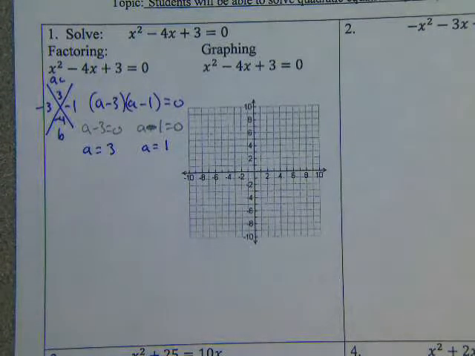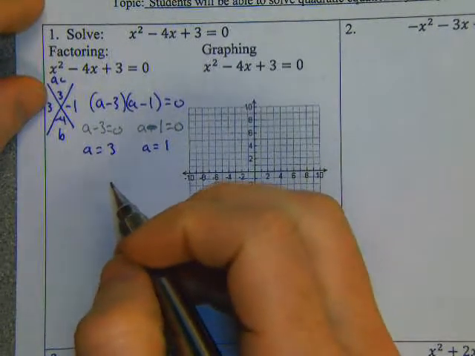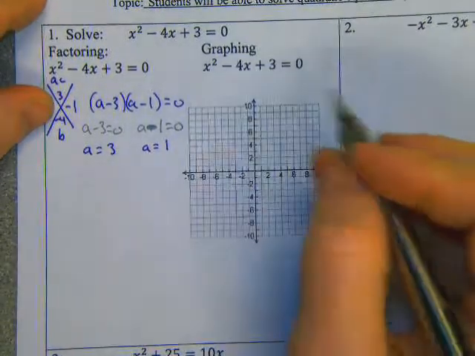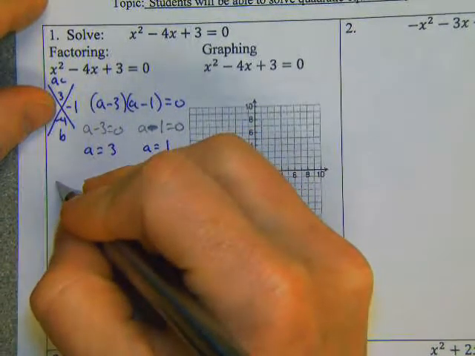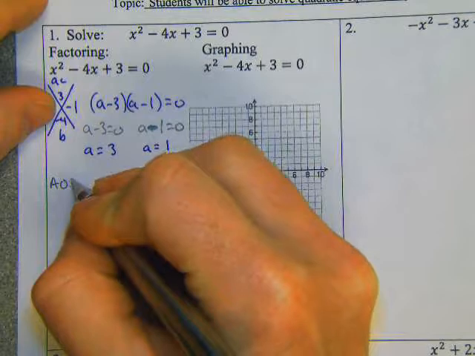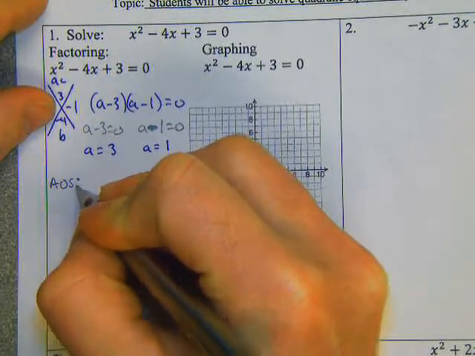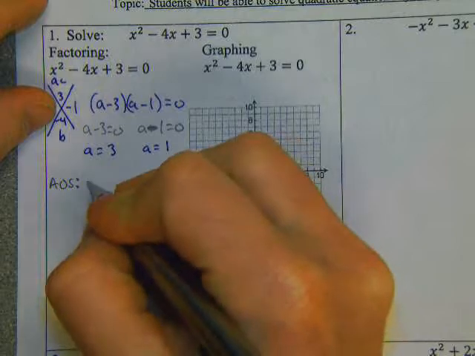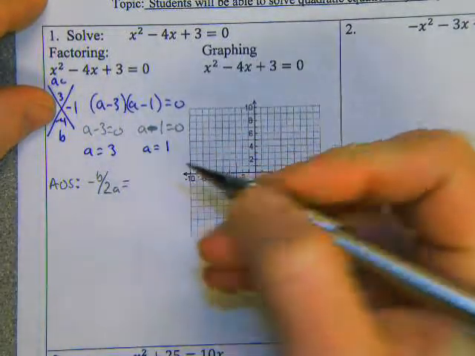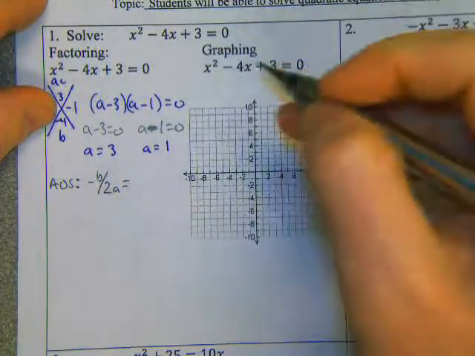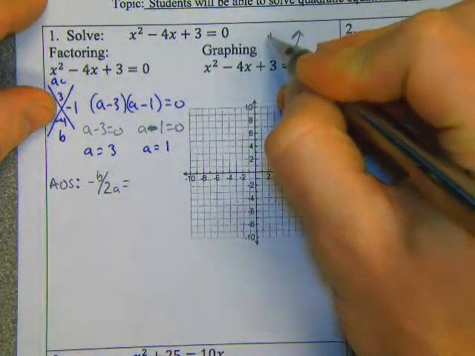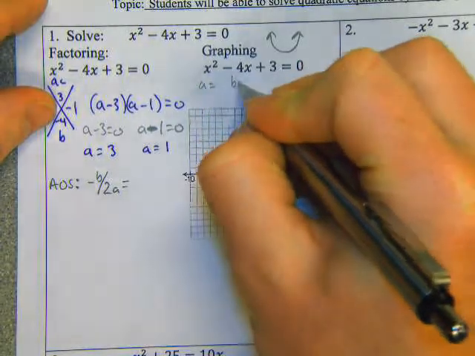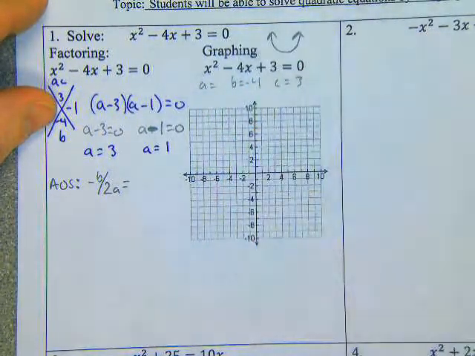Okay, let's solve it by graphing. Multiple skills is nice too because it lets us check our work, and both of them should get the same answer. So if we do, I feel like we're in a better spot. We're going to graph this, so let's start with what we did yesterday: axis of symmetry, negative b over 2a. Get our little sketch here. A is positive, so it's going to be up. A is 1, B is -4, C is 3.